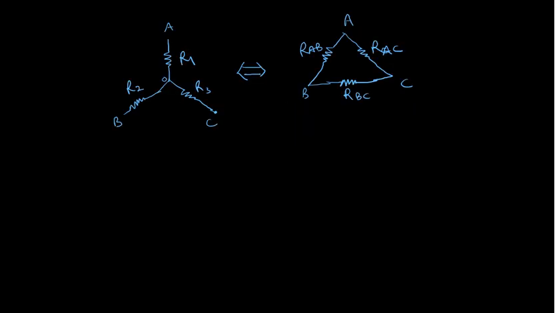So the topic is star to delta and delta to star conversion. Here we will see how this conversion takes place. See, this type of circuit can be available somewhere in your circuit. Such a circuit we cannot solve directly, so at that time we convert it into this form.